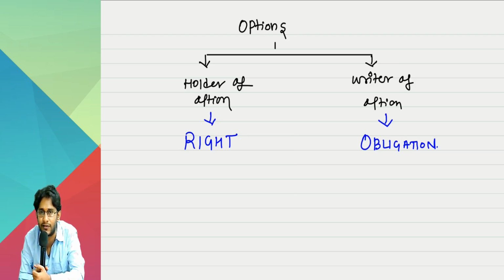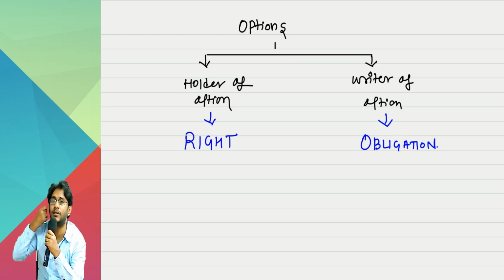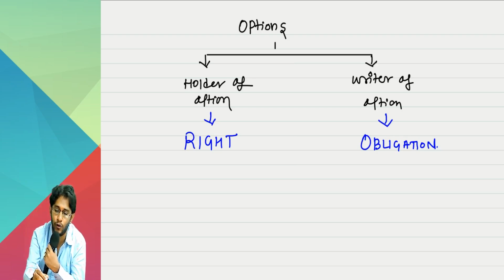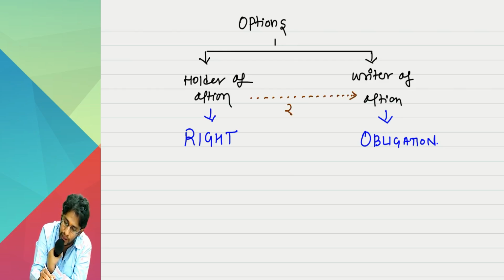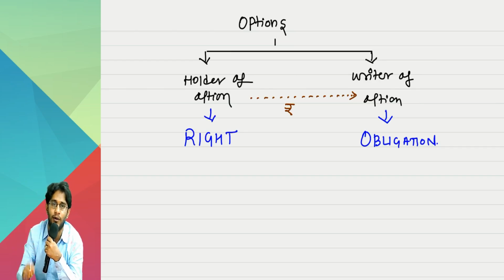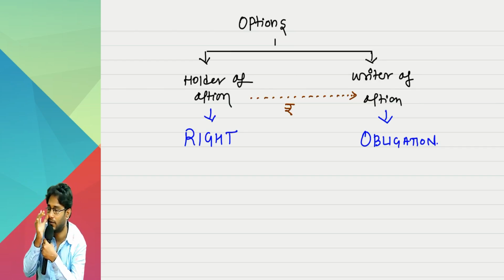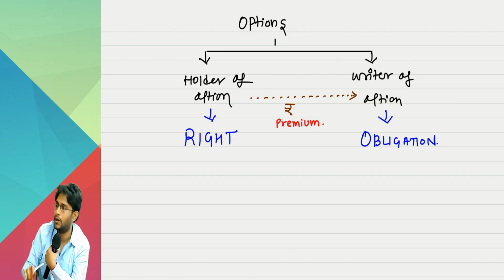Then why will he enter in the first place? He should not enter, no. But why he enters is, this fellow who is having a right, he won't get that right for free. It's not a birthright. A right is something which he purchases by paying some consideration to the other party. So you pay money to the other fellow, therefore he accepts the obligation and gives you a right. This first day amount that we pay is called the option premium.